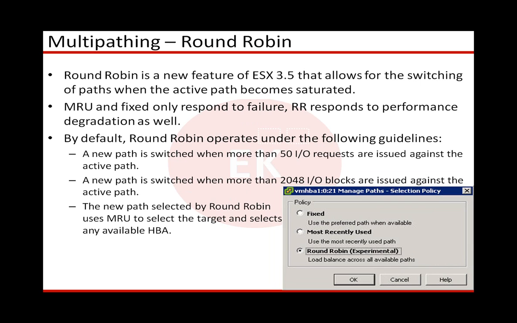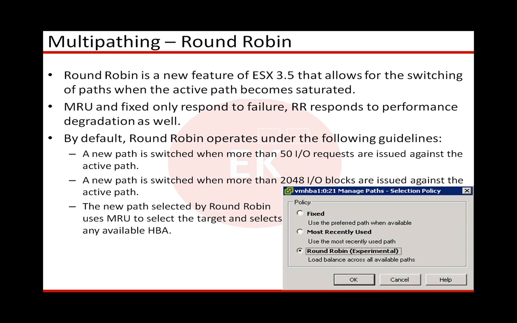Now, round robin is really cool. It's a new feature of ESX 3.5 that works off of performance basically. If the active path becomes saturated, the round robin policy kicks in and fails over to a different path to alleviate some of the performance strain that the active path might be experiencing. So MRU and fixed only respond to failures, whereas round robin is going to respond to performance degradation as well. By default, round robin operates under the following guidelines.